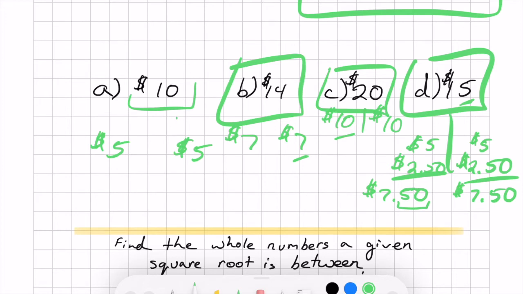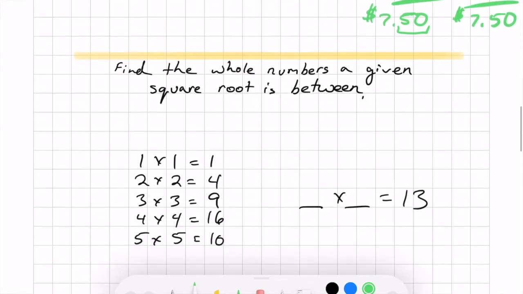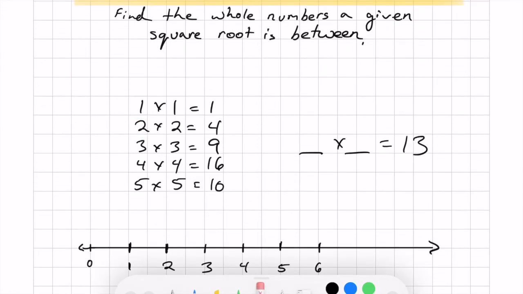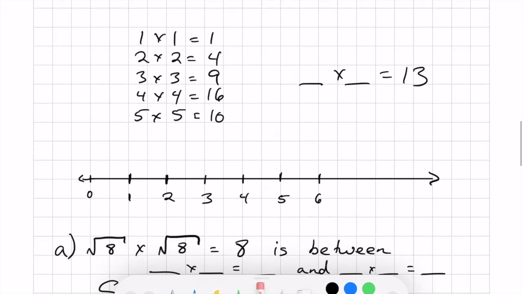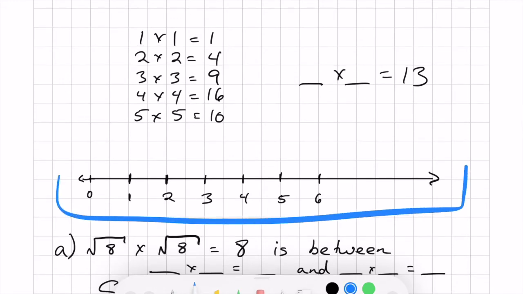Now, what does this have to do with finding square roots? All right, now I'm going to find the whole number that a square root fits between. So what do I mean? I mean, like on a number line here, where are these non-whole numbers going to fit on the number line in between the different numbers? Okay, so the non-perfect squares, that's what we're looking at.